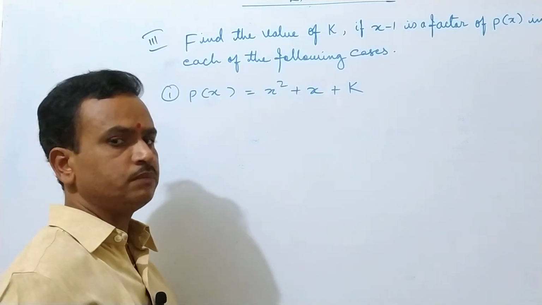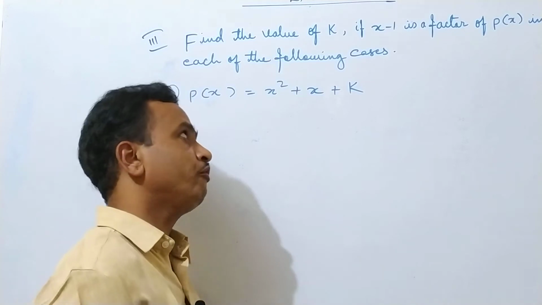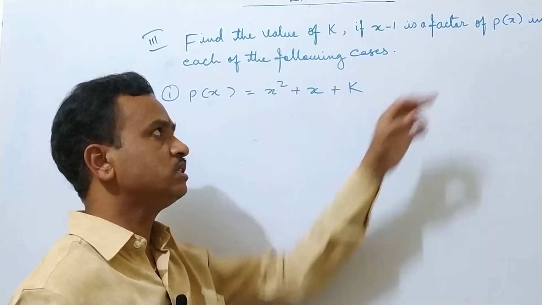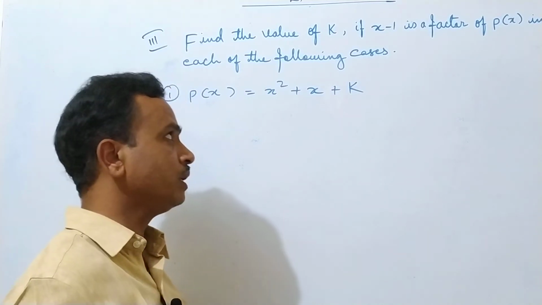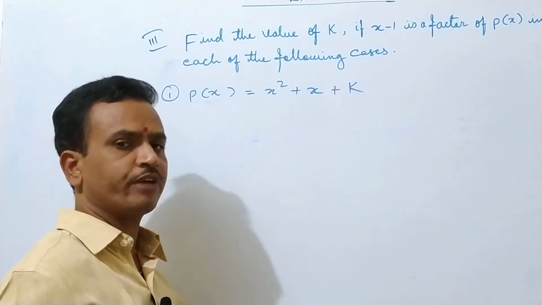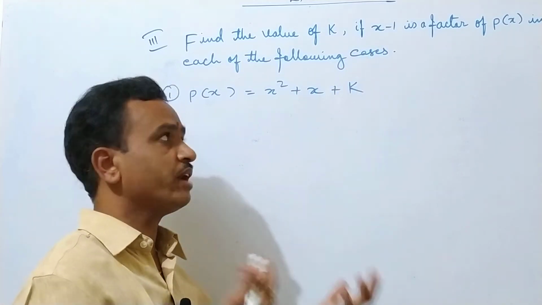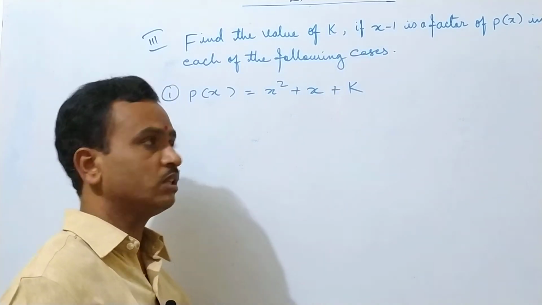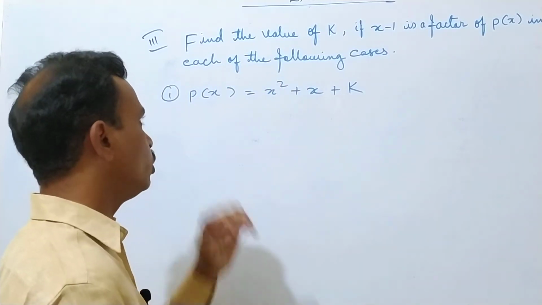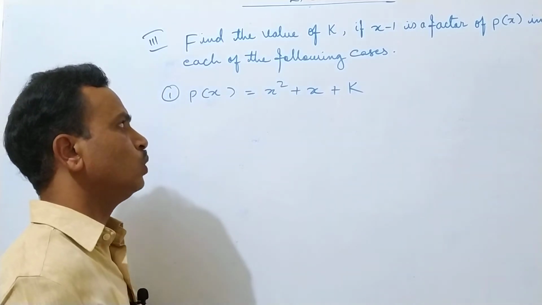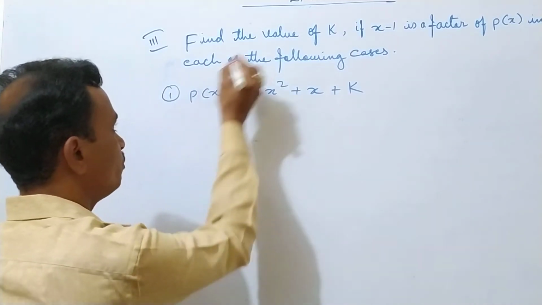Third main question, find the value of k if x minus 1 is a factor of p of x. Here you have to find the value of k, but the condition given is that x minus 1 is a factor of p of x in each of the following cases. So here the given polynomial p of x is equal to x square plus x plus k.